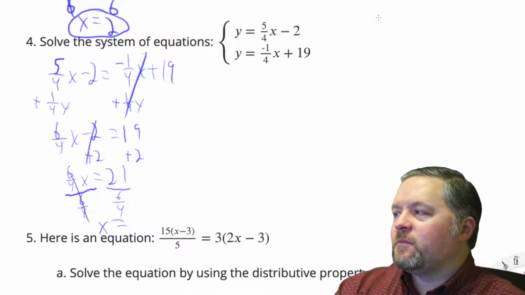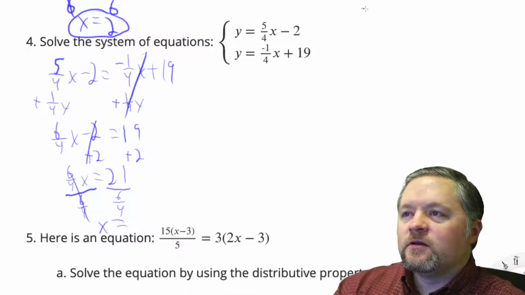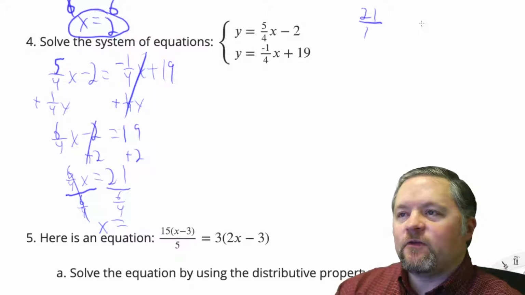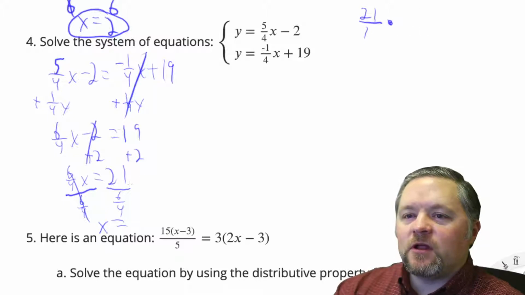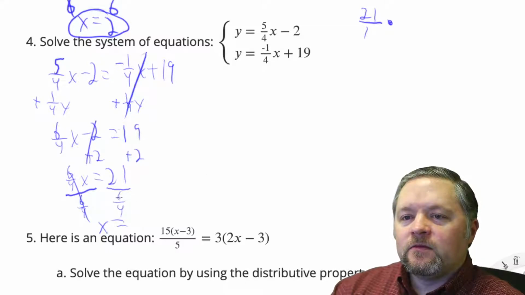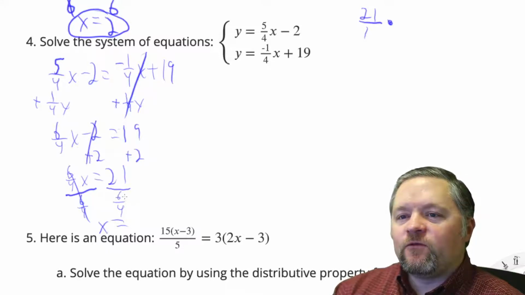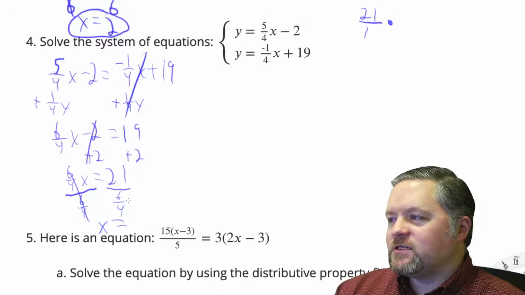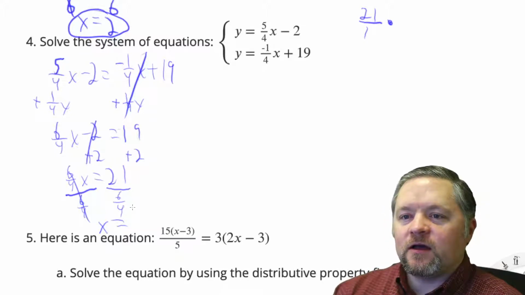I'll do it up over here. 21, we're dividing by a fraction, so I'll write that as a fraction. Dividing by a fraction means we multiply by the reciprocal, which means we multiply by 4/6. But we can simplify that fraction. Let's simplify before we multiply.